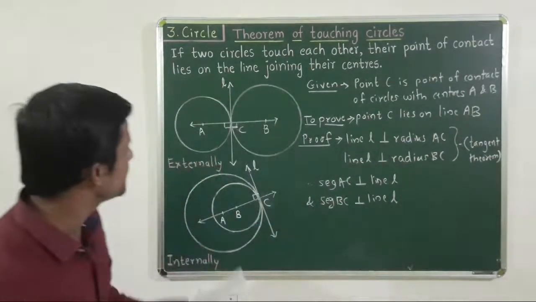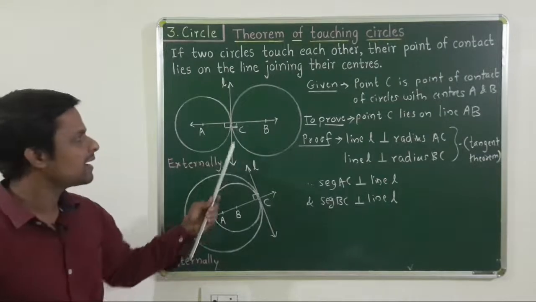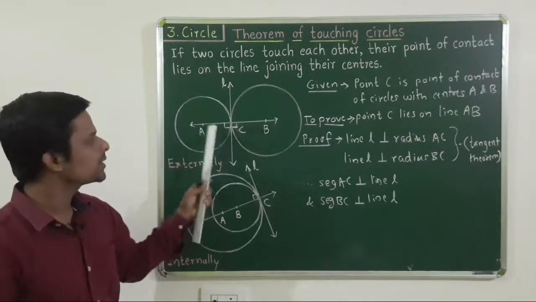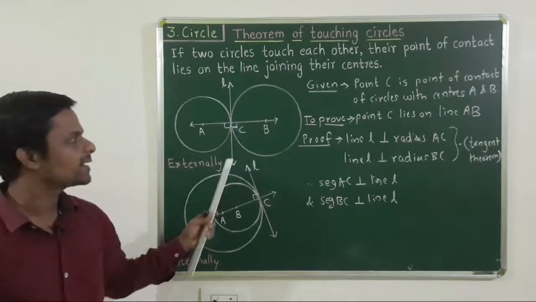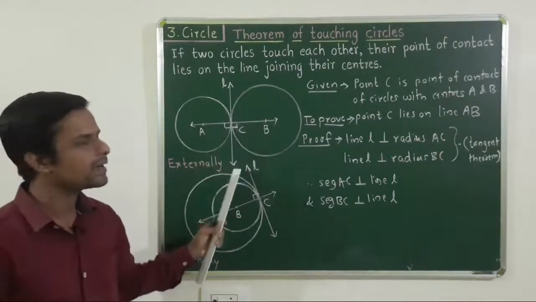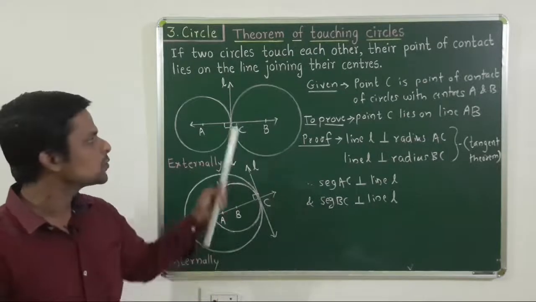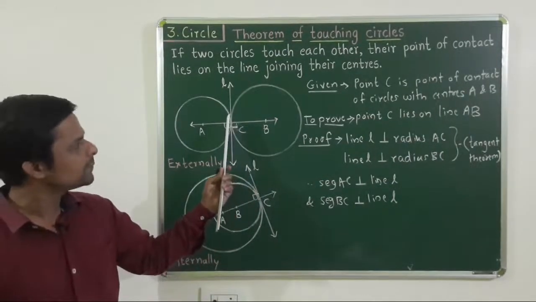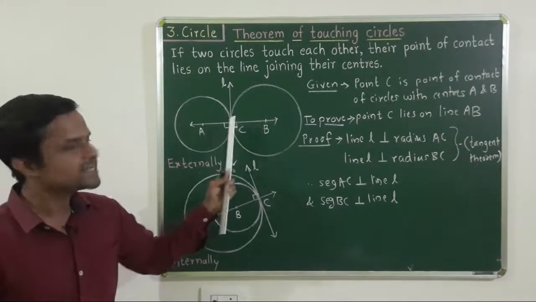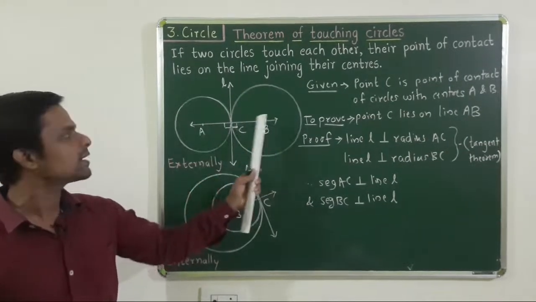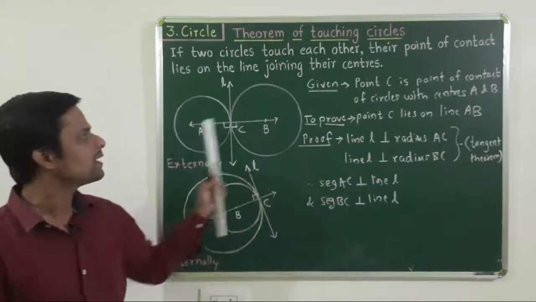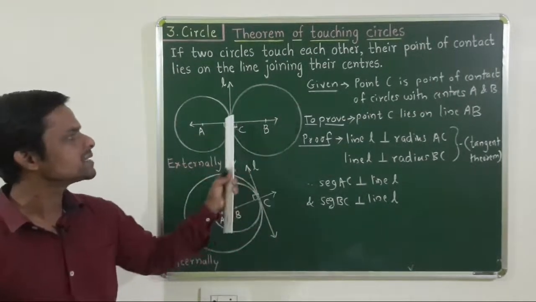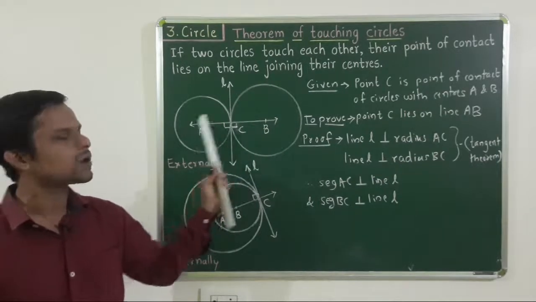Now same diagram here. This is line L and here is point C. Through C we got two perpendiculars, that is AC is perpendicular to line L, BC is perpendicular to line L. But we know the theorem that only one perpendicular can be drawn through any point on that line. Therefore AC and BC are not on different lines, these are on the same line.